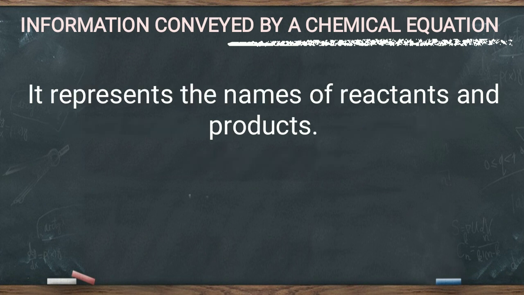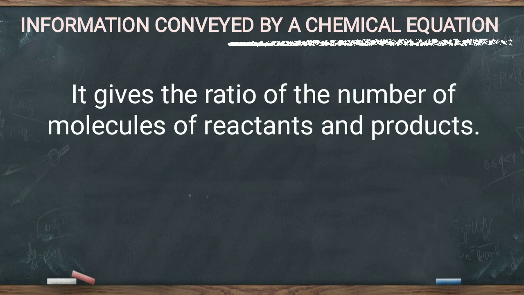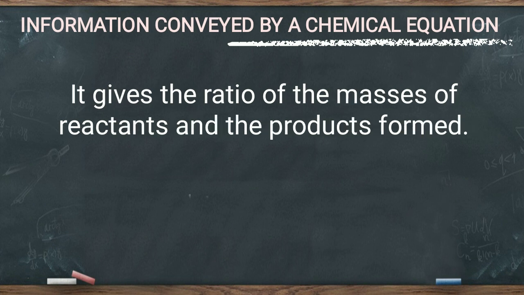It also represents the names of substances taking part in a reaction, that is reactants, and the substances formed, that is products. A chemical equation also represents the number of atoms and molecules of reactants and products involved in the chemical reaction. A chemical equation gives the ratio of the number of molecules of reactants and products. It also gives the ratio of the masses of reactants and products.